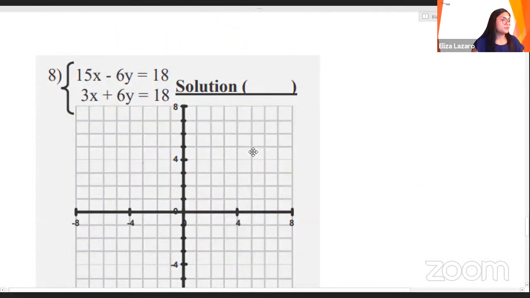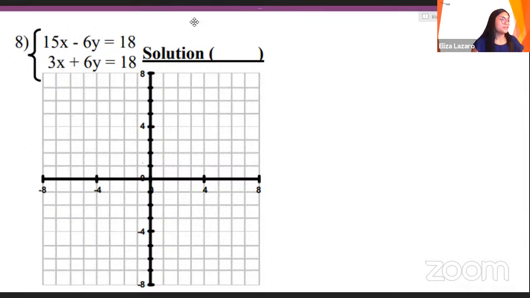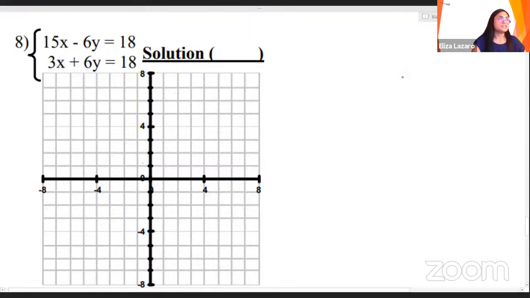Okay. So we're first starting off with negative 15x minus 6y equals 18. So the first thing I'm going to do, we're going to change it into y equals mx plus b, which is slope-intercept form. Hopefully you can see that. So what we're going to do first is solve for y.